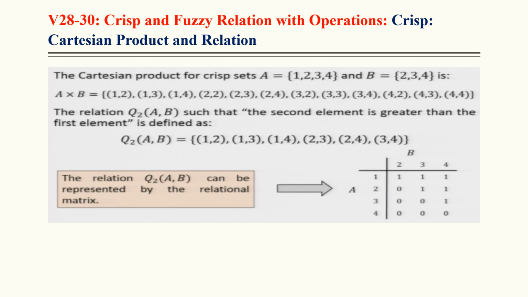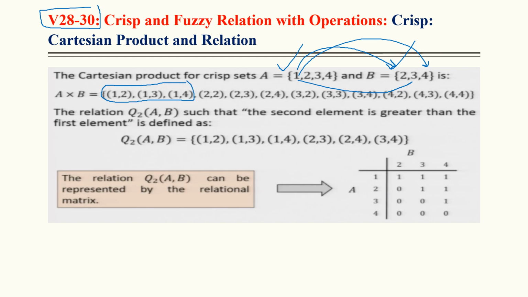Videos 28, 29 and 30: fuzzy relation and crisp relation. This is the crisp set A, crisp set B. So what will be the Cartesian product of these crisp sets? What we have to do is take the first element 1 and simply make pairs: 1 with 2, again 1 with 3, and again 1 with 4. So these three pairs will appear.